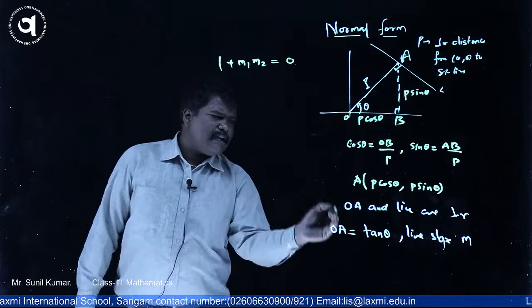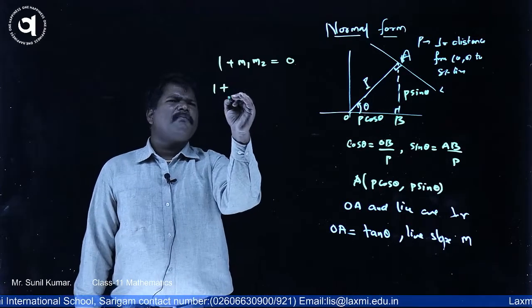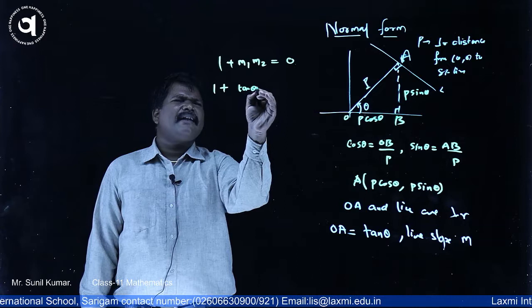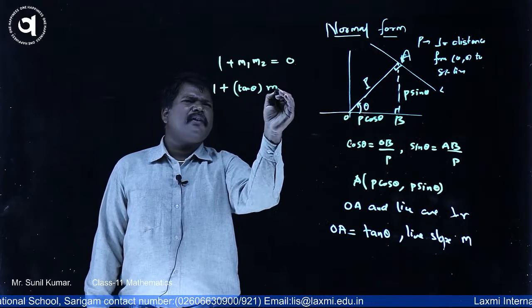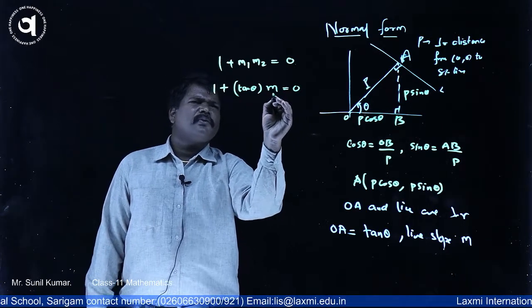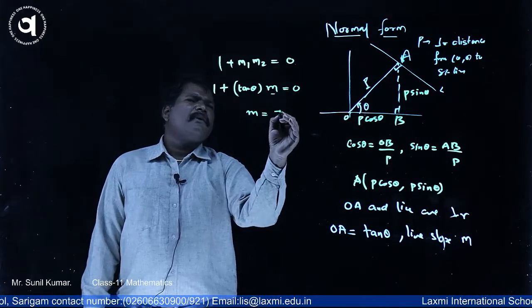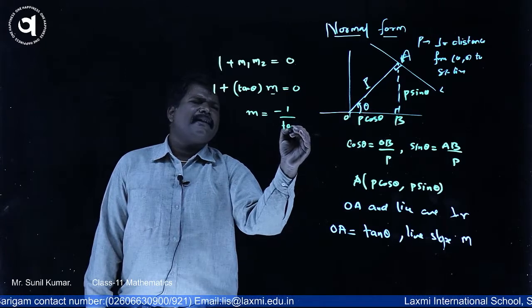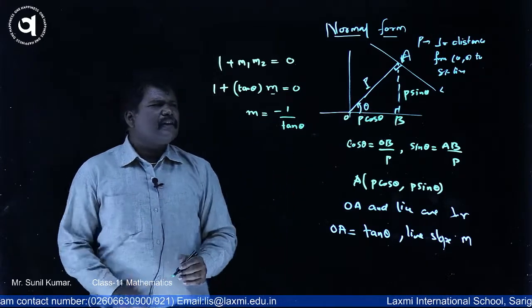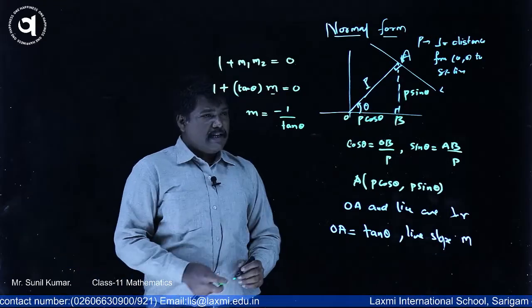But what is here m1? Here 1 plus m1 is tan theta and m2 is a small m, the second one, is equal to 0. We would like to find the m value. So, the m value will become minus 1 upon tan theta. So, this is the slope of the required line.